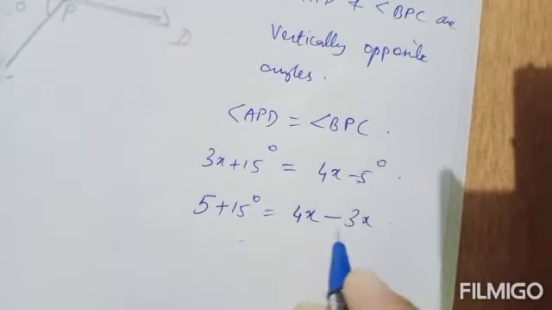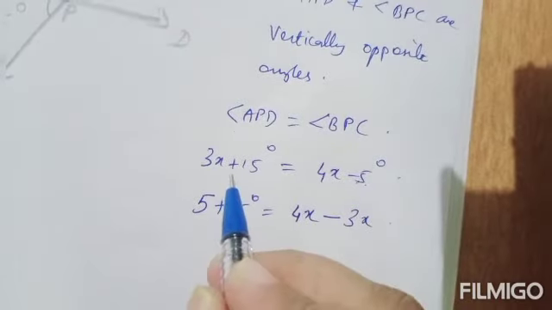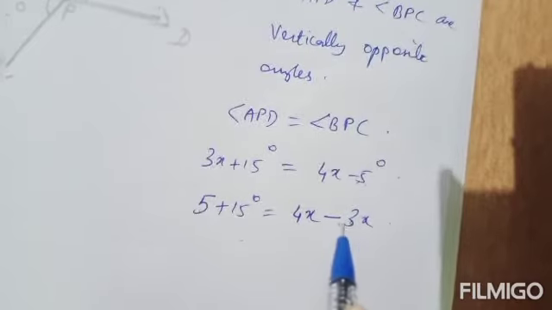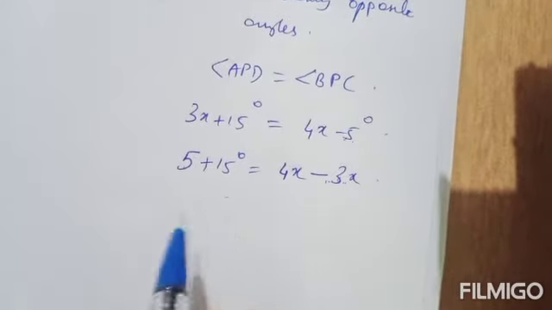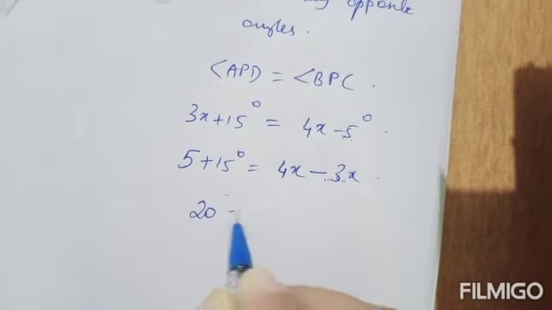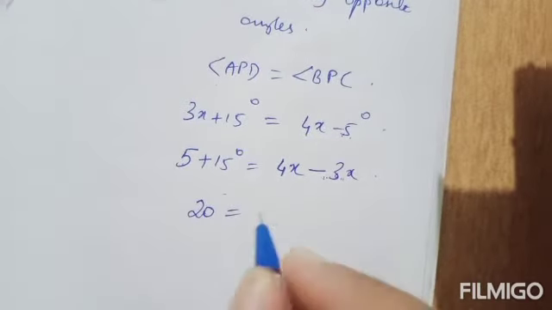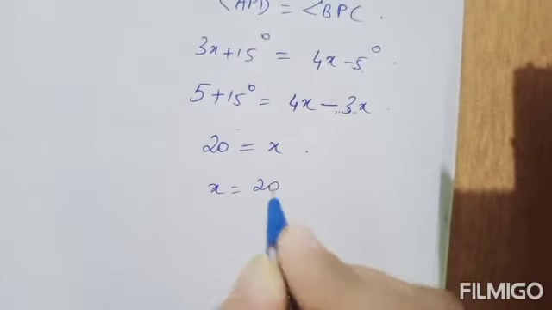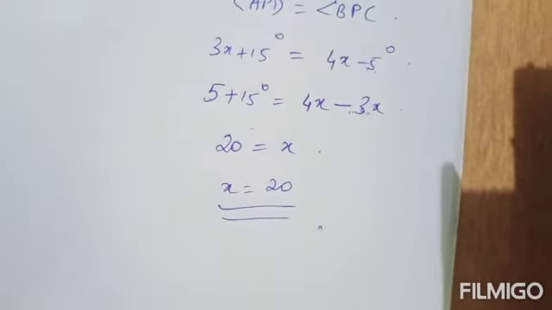Minus 3x. Negative on taking to this other side it will be positive. Positive on taking to the other side it will be negative. So 5 plus 15 is 20, equal to 4x minus 3x, which is x. So we got x equal to 20. The value of x is 20. Okay, this is the first question.